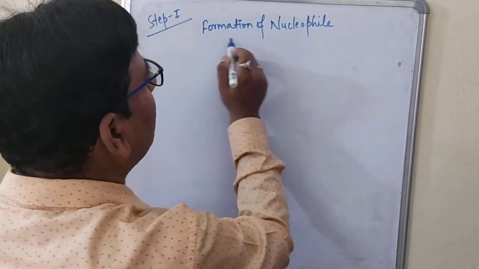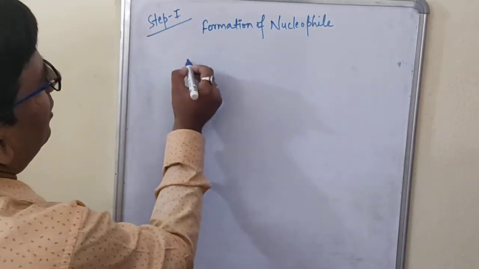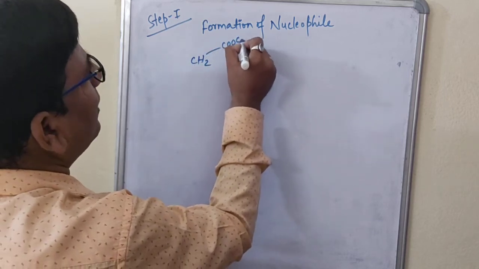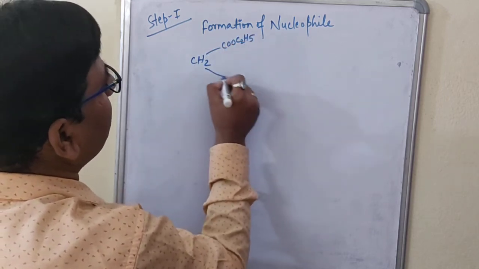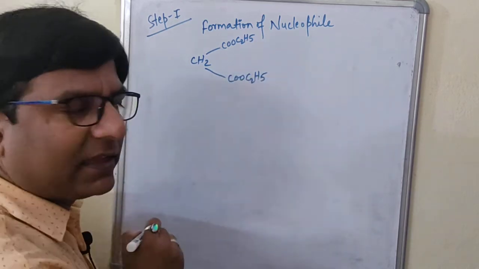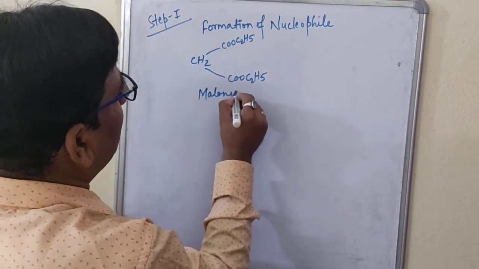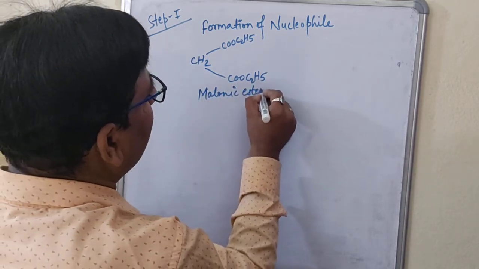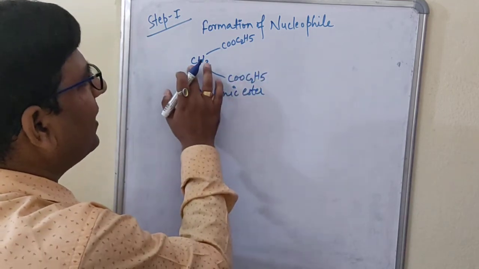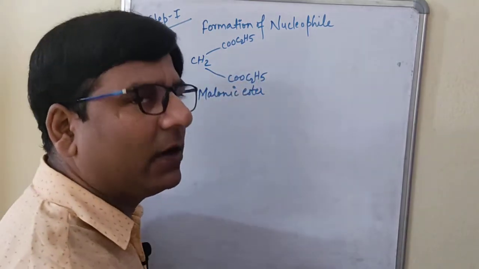Now this nucleophile has to be formed in the first step of the reaction. Here we have taken the malonic ester, CH2(COOC2H5)2. This is the structure of malonic ester. And why have we taken malonic ester? Because this malonic ester contains the active methylene group, and this will act as a Michael donor.